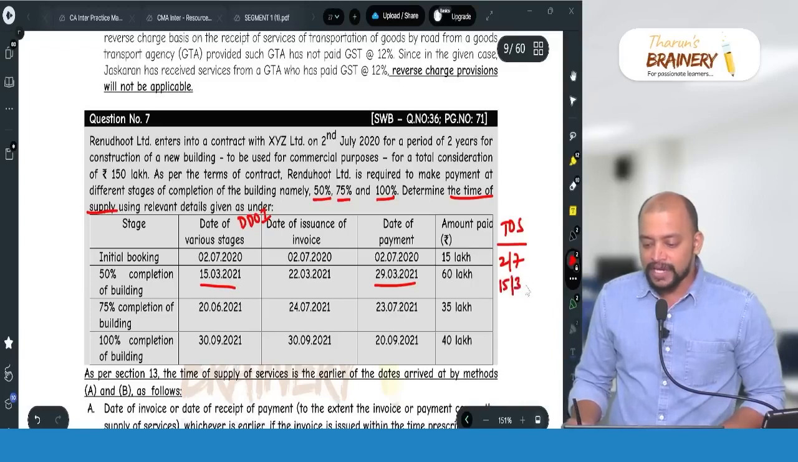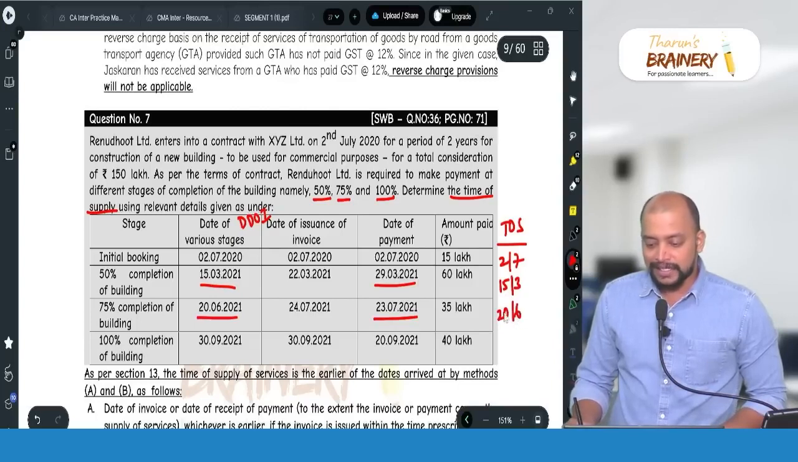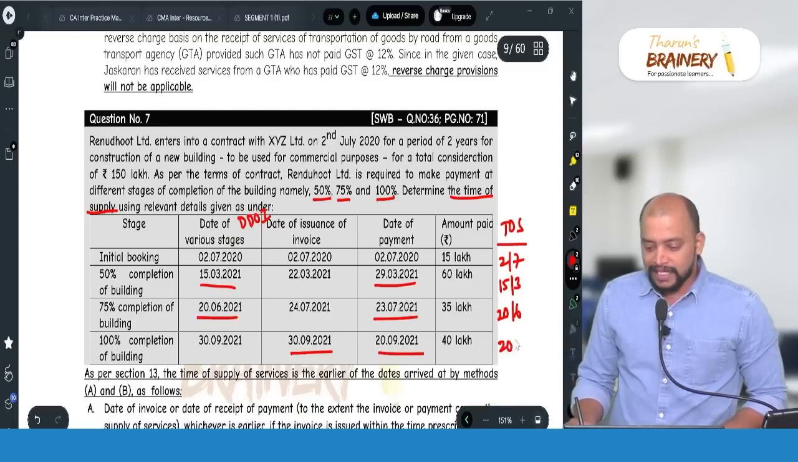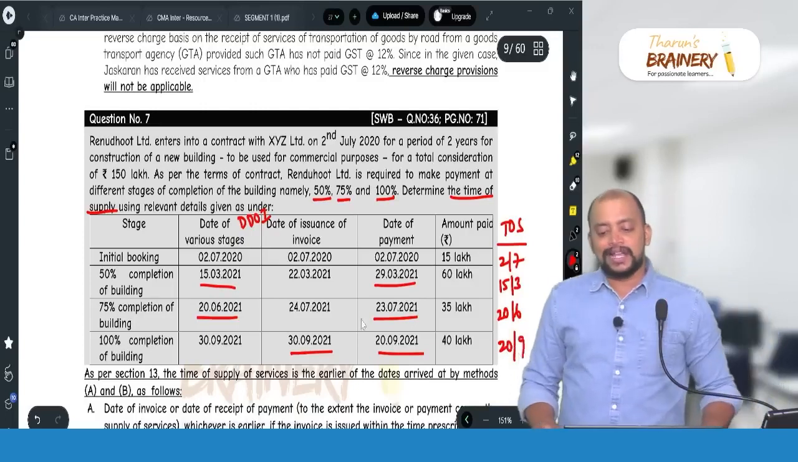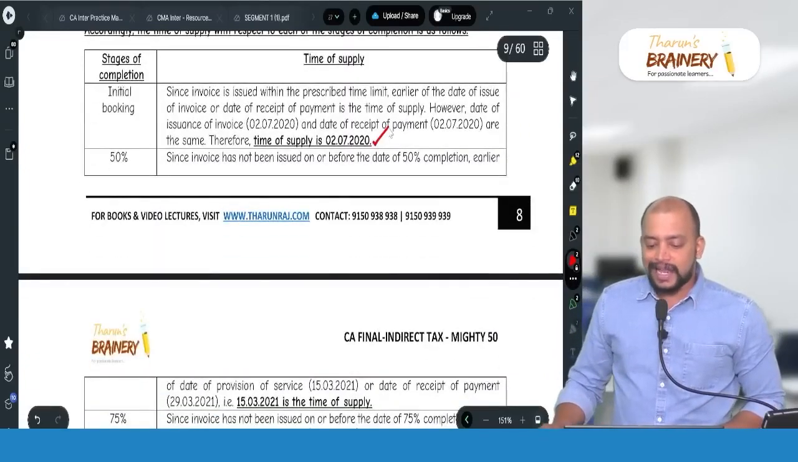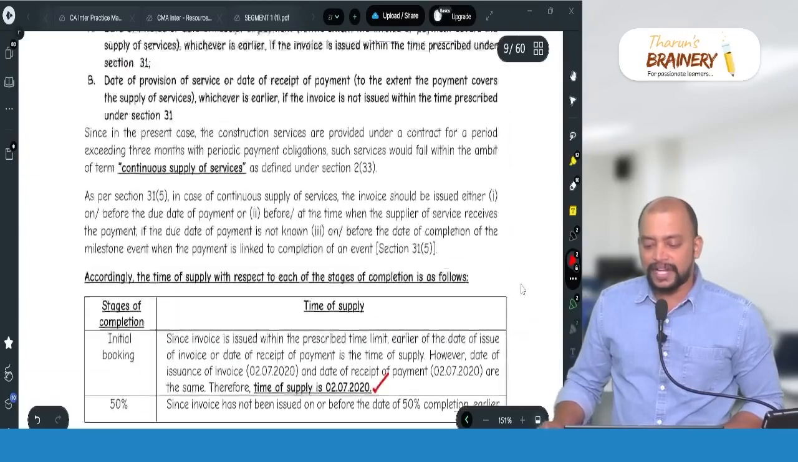So 15-3. Then 26, 24-7. Is it within the due date? No. So completion date or payment date, whichever is earlier. So 26. Last 39. Invoice is issued within the due date. So, therefore, invoice date, payment date, whichever is earlier, payment date 29. So, this will be taken as the time of supply. 2-7, first case 2-7, next case 15-3, then 26, and last 39 or 29, whichever is earlier, 29.